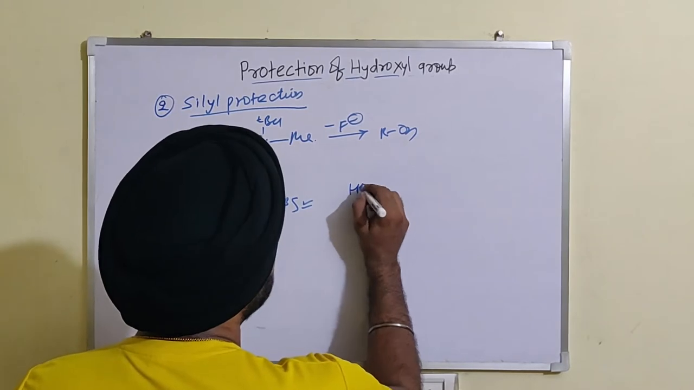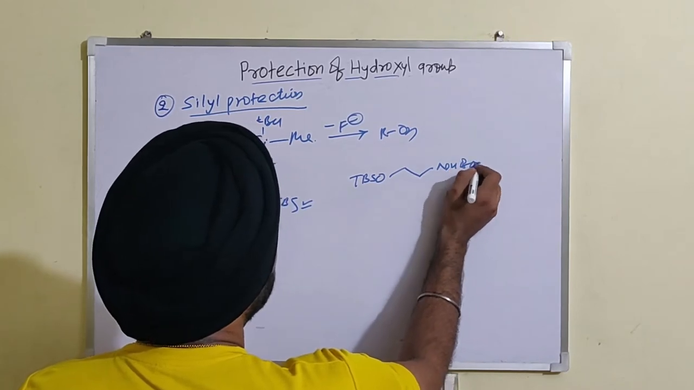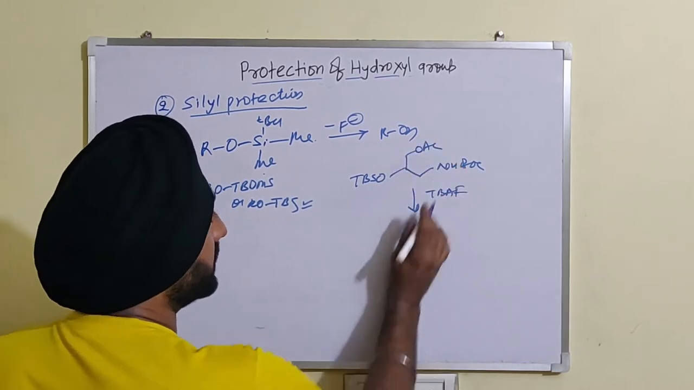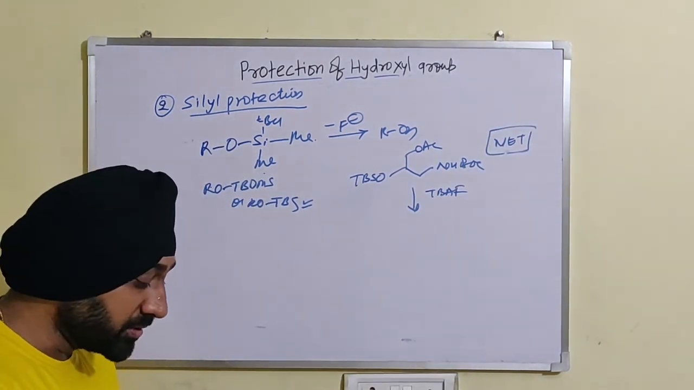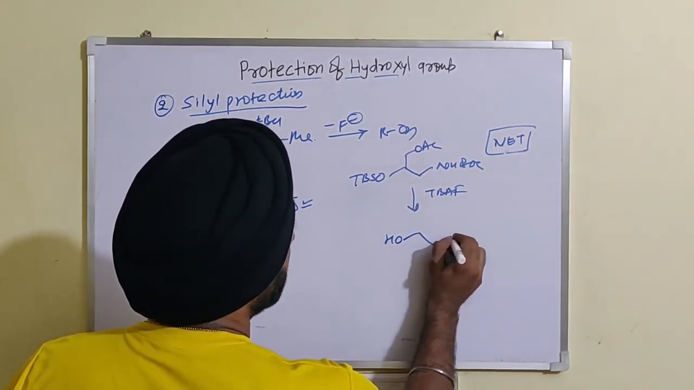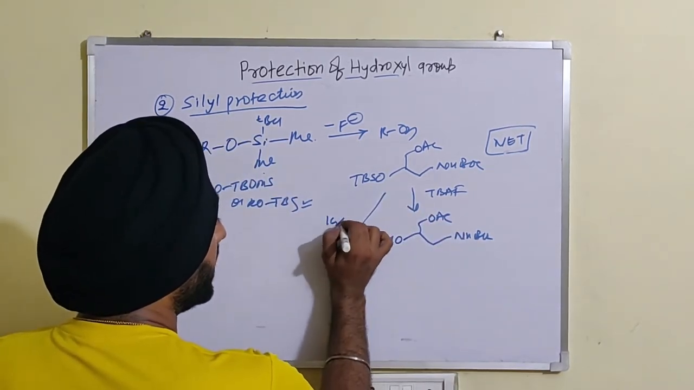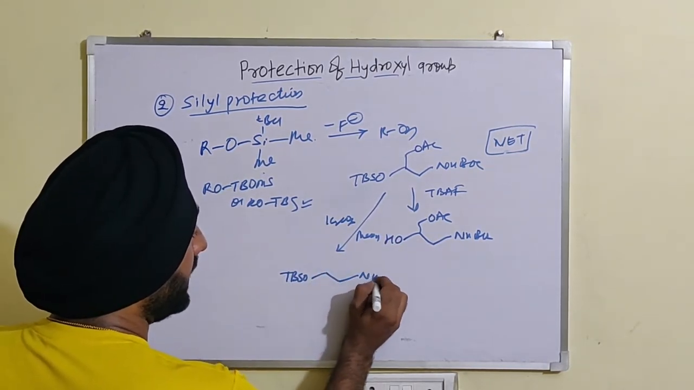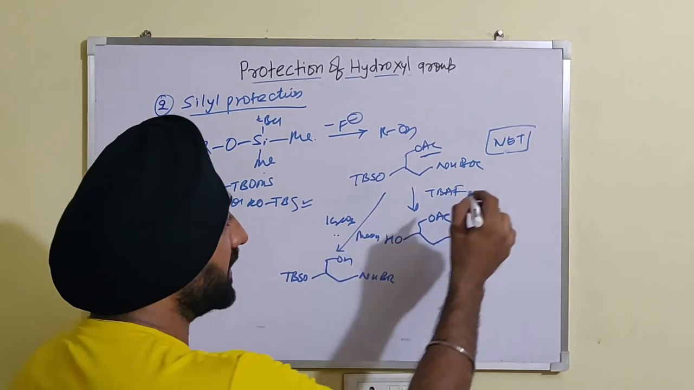Let us suppose I have this: TBSO, NHBOC, and let us just add O-acetate as well. Let us just take this molecule. In fact, this question has already been asked in the NET exam. Suppose I'm using TBAF, then I know this is what I'm going to get, NHBOC. If I use potassium carbonate in methanol, then I will get TBSO, NHBOC, OH, because I know this is an acetate, an ester, which is susceptible to basic conditions.